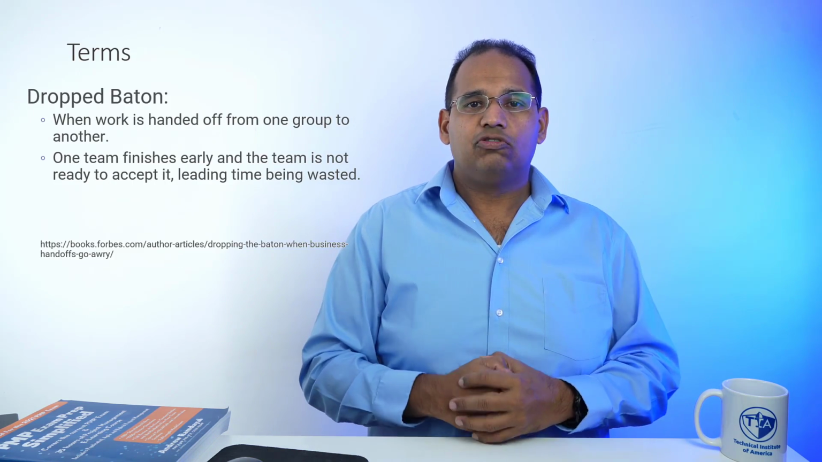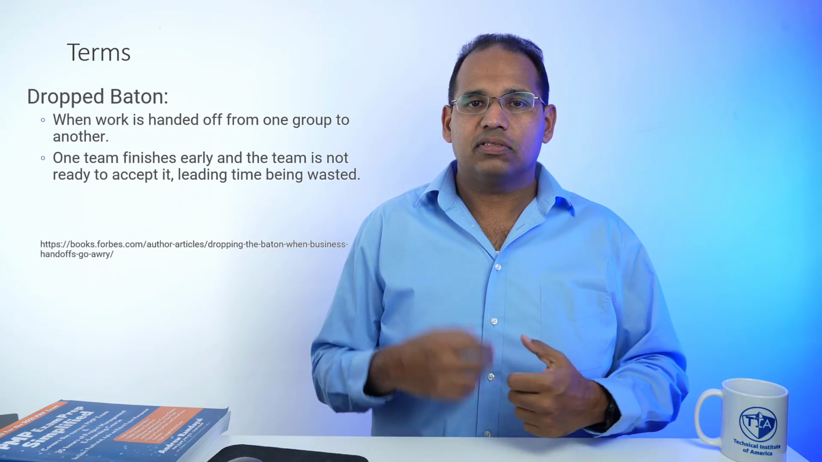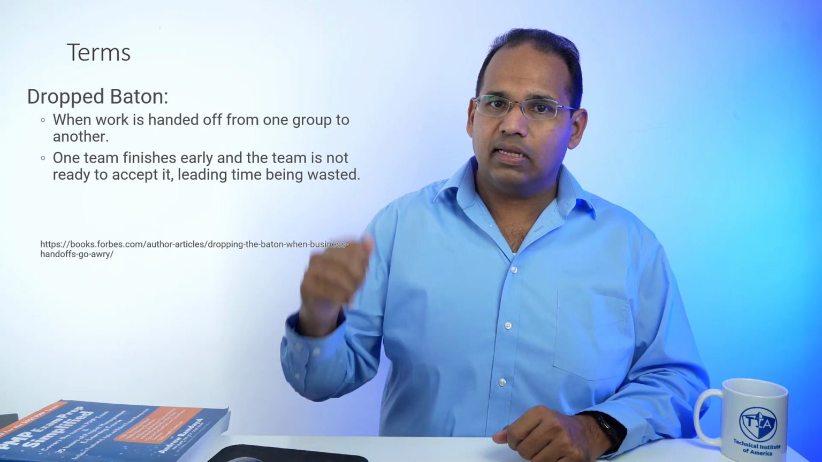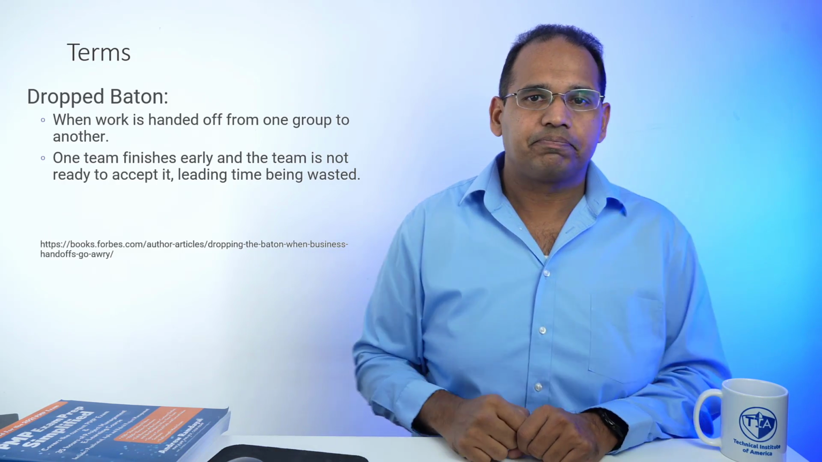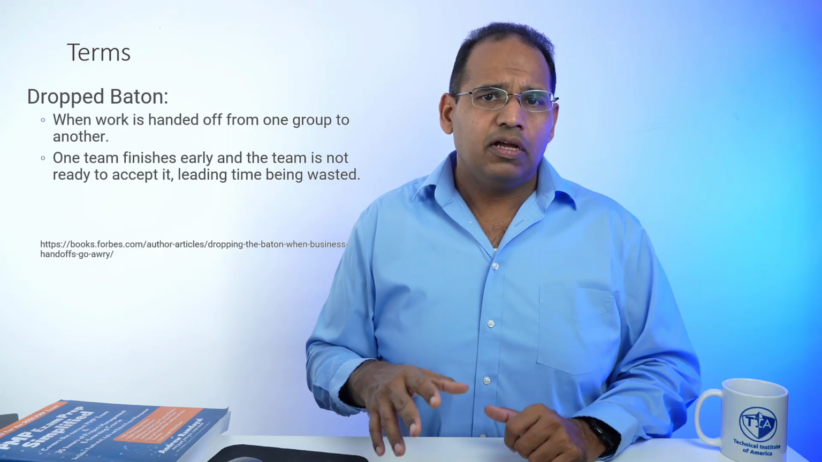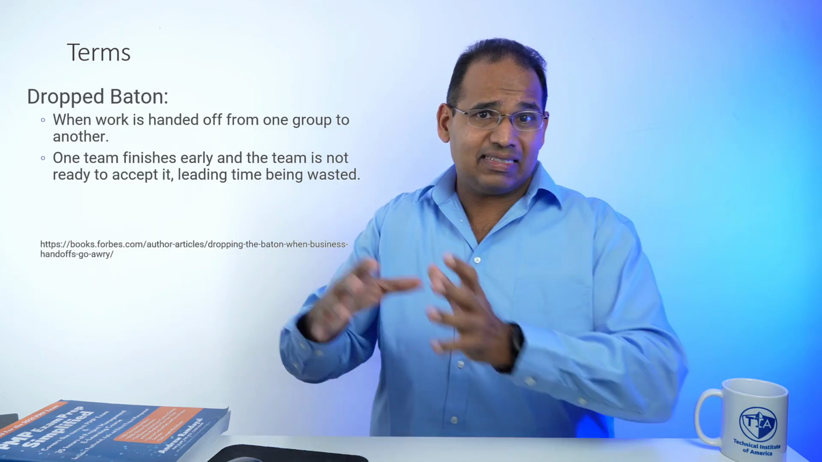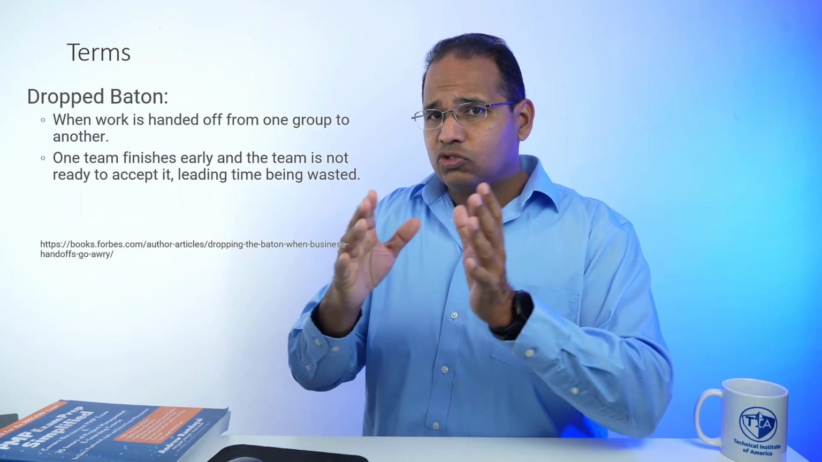The next one is called a dropped baton. Now, here's how this works. Imagine a relay race. In a relay race, there's a baton, they're running, and one guy has to give it to the next guy. See, what this deals with is called a handover. One team finishes work and has to give it to the next team. So here's how this works.